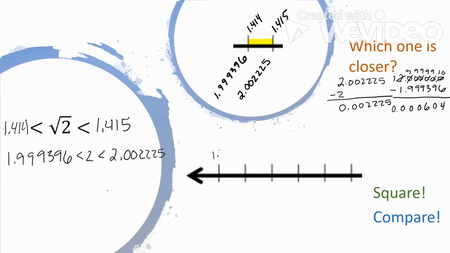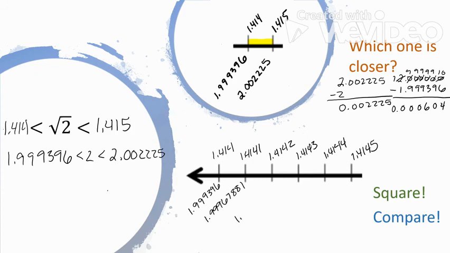So I'm going to start with 1.414 and do 1.4141, 1.4142, 1.4143, 1.4144, and 1.4145. And you guessed it, we need to compare the radicand values, so we need to square all of these numbers. We've hit a 2, so we can stop.